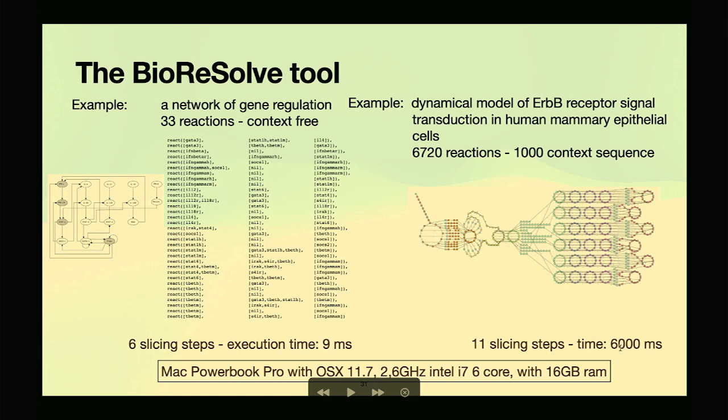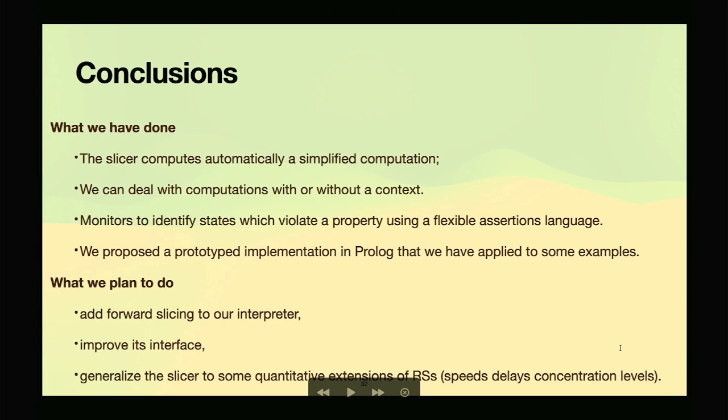Of course, the performance is not at the moment our goal, because we are concentrated more on verification of properties. So, conclusion: the slicer computes automatically a simplified computation. We can deal with computation with or without context, and monitors to identify states which violate a property using an assertion language, an ad hoc assertion language, and we propose an implementation.